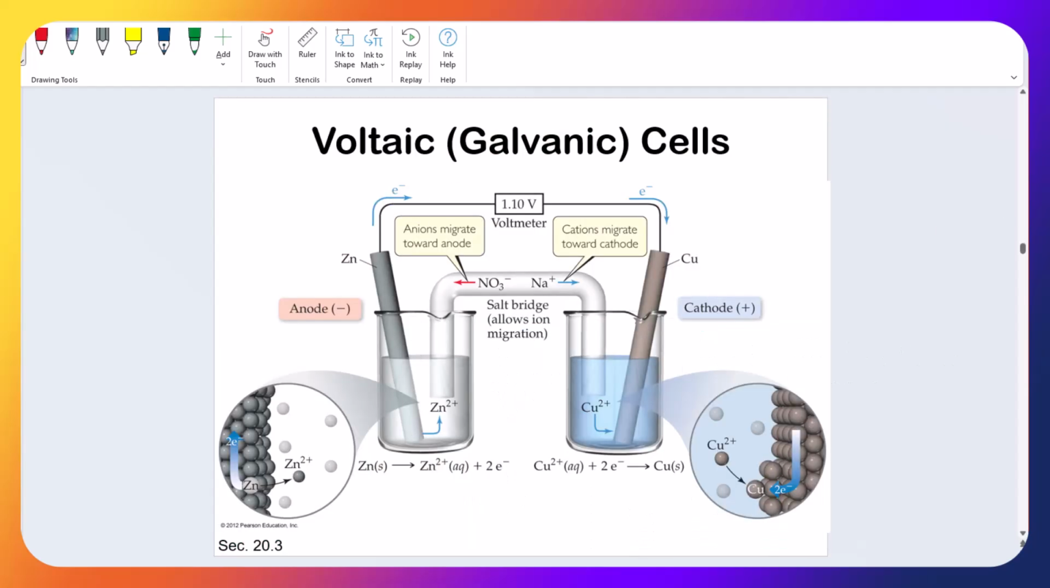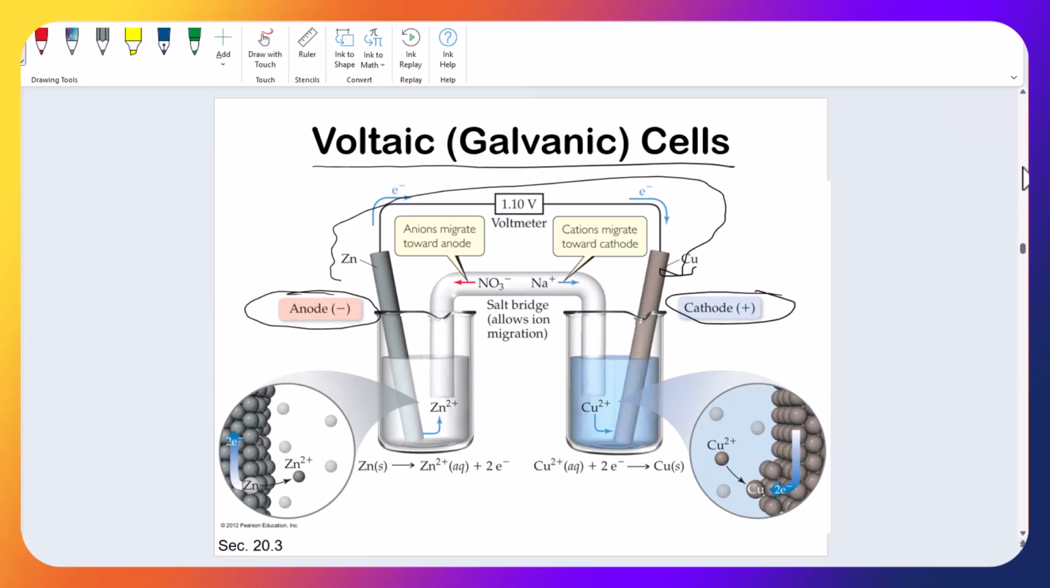All right, so here's what we call a voltaic cell. A voltaic cell is a spontaneous reaction where electrons spontaneously flow from the anode, which is negatively charged. They go through a wire to the cathode, which is positively charged. Anode, negative charge. Oxidation occurs at the anode. You can see it right here. The zinc is being oxidized. Electrons are on the product side.